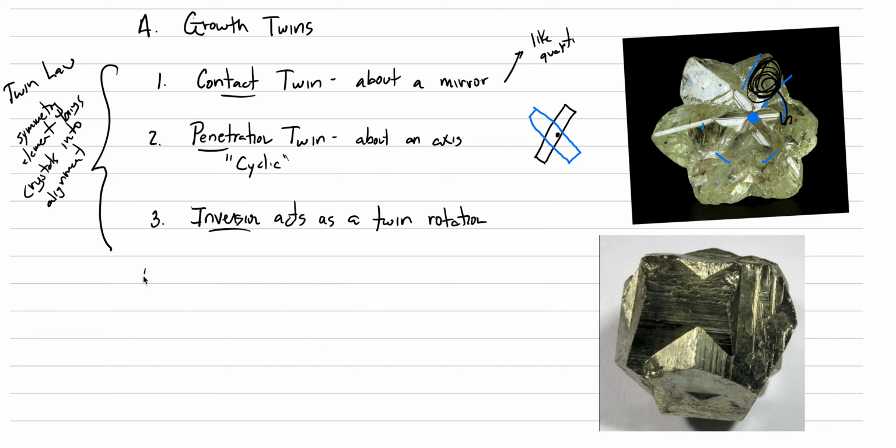Now there is a fourth type of growth twin that's different. It doesn't have a symmetry element like that. It's called a polysynthetic twin. And the story with a polysynthetic twin is that these are closely spaced, repeated growth twins.